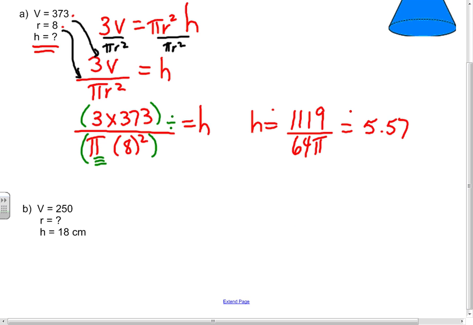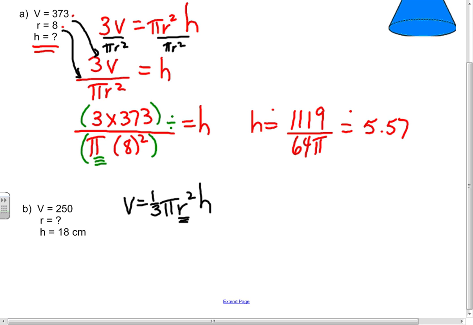For the same shape, if I was given the volume and the height this time, but not the radius, can I solve for the radius? So let's write the original equation down. Volume is 1/3 pi r squared h. This time I want to solve for r. So I am going to isolate r first before I put the numbers in.